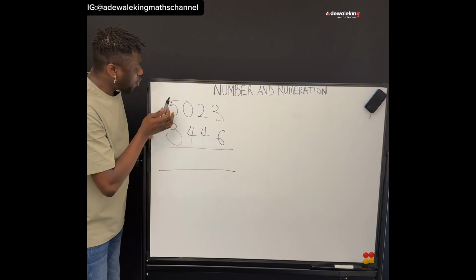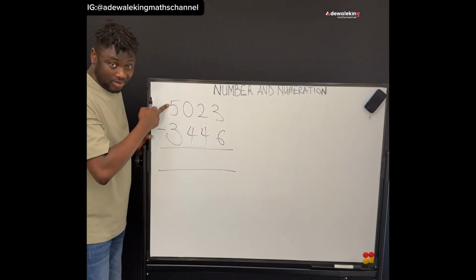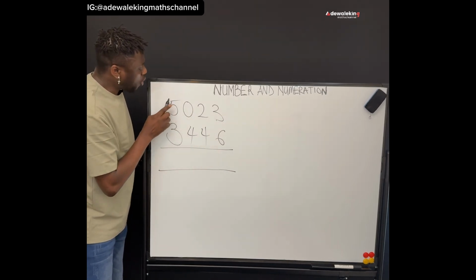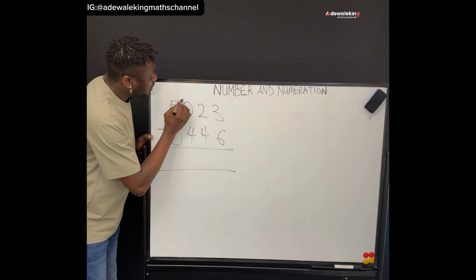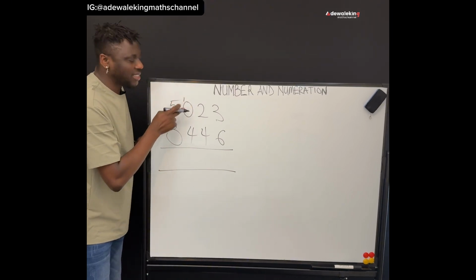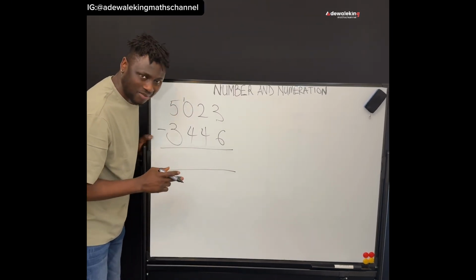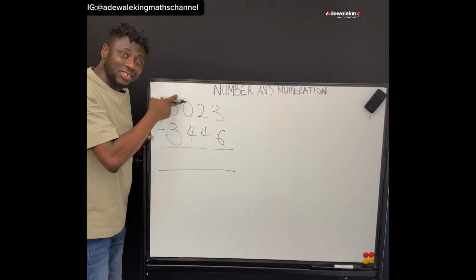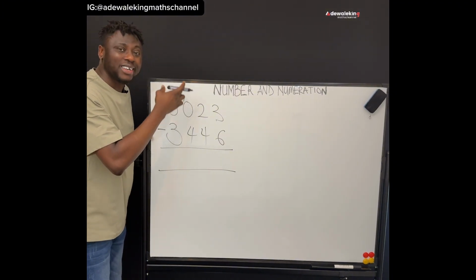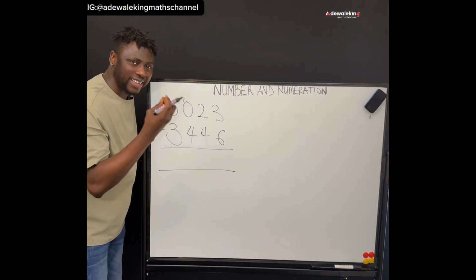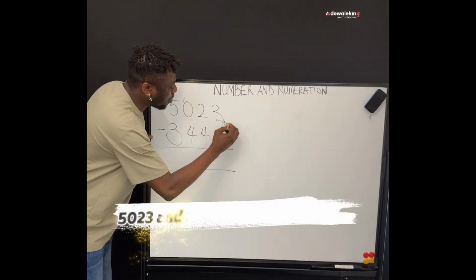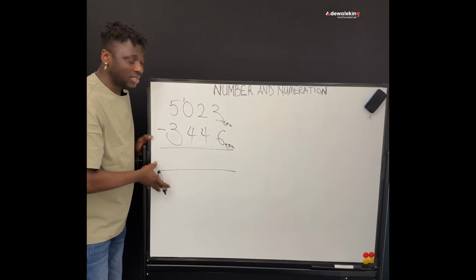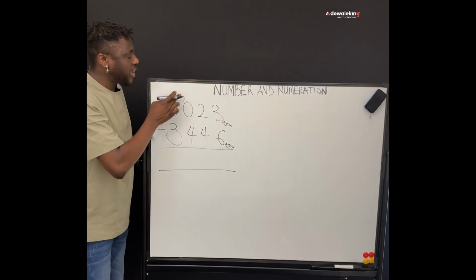So it means that we have to borrow 1 from 5 and place it on this number at the top. So to borrow 1 from 5, you put 1 here. This 1 and 0 is not 10. This 1 actually is 10. 10 plus 0 is 10. Why is it 10? Because this number and this number, they are both in base 10. That's why the 1 we borrow here is 10.